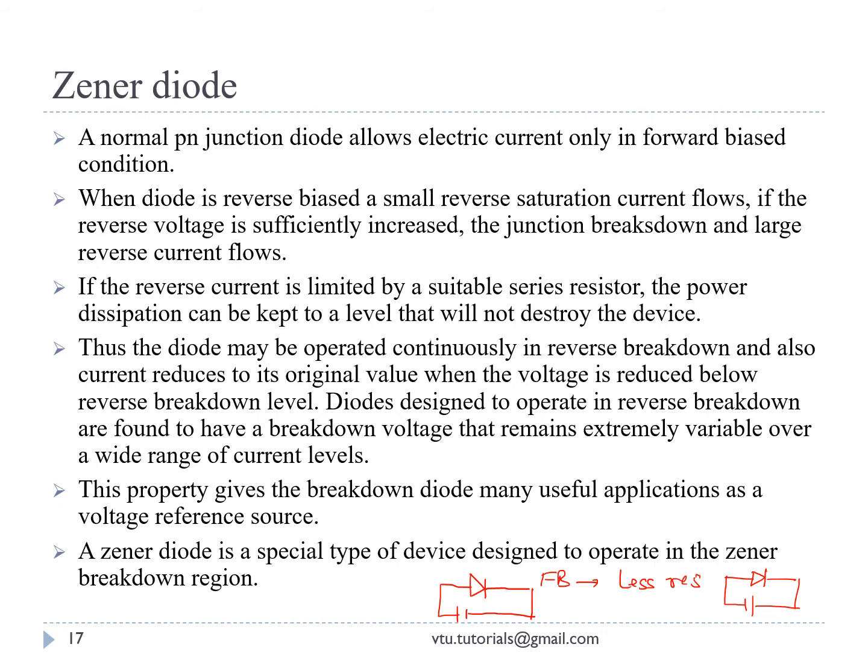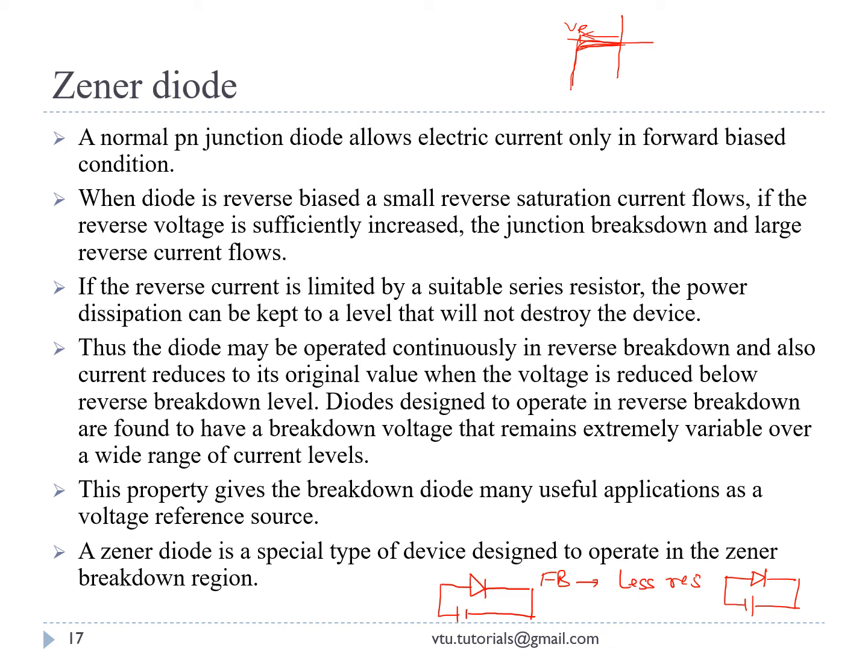Okay, in the reverse bias, we already know from the characteristics curve that with the application of reverse voltage, there will be a small current flowing, and after some point, even if you increase the reverse voltage beyond some value, there will be a breakdown of the junction.